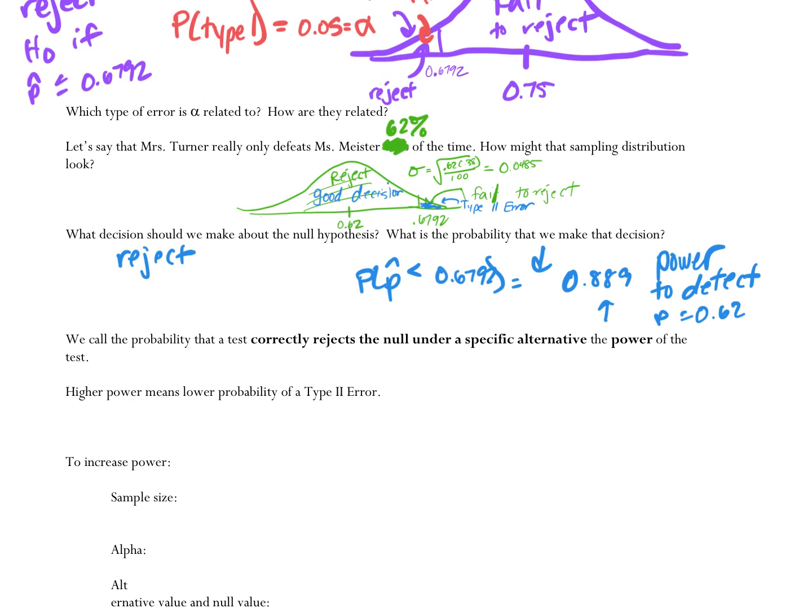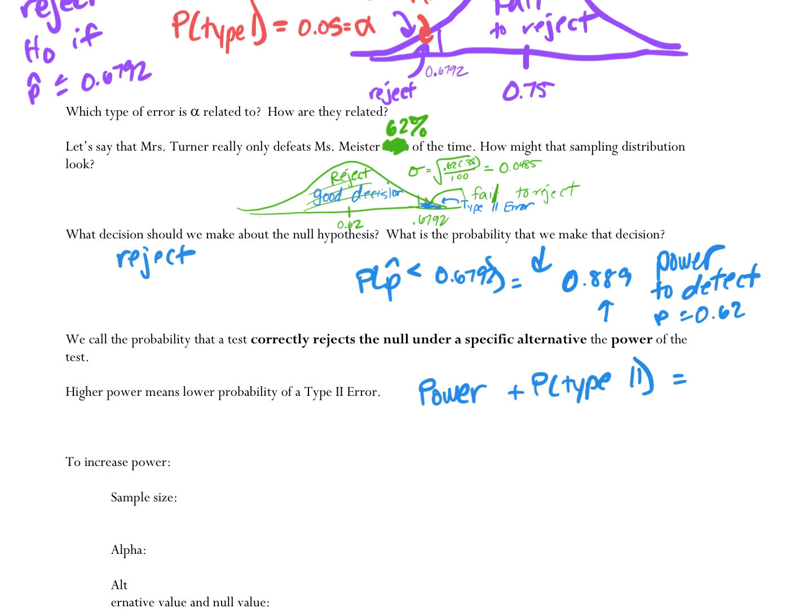So, power plus the probability of a type 2 error. Power is when the alternative is true and we make the right decision. A type 2 error is when the alternative is true and we make the wrong decision.